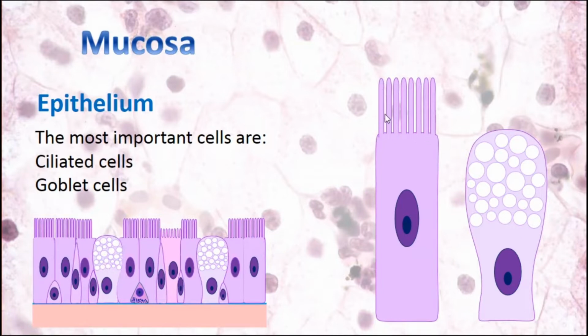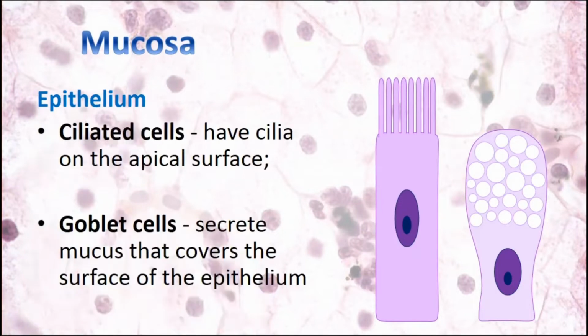Ciliated cells have cilia. Here we can see movable projections of the apical pole of the cell. And goblet cells have inclusions of mucus, so they are secretory cells, and they provide secretory function. They produce mucus. And those cells are related to each other. Those relations result in a common function, and this common function is mucociliary clearance or mucociliary transport. Ciliated cells have cilia on the apical surface, and goblet cells secrete mucus that covers the surface of the epithelium.